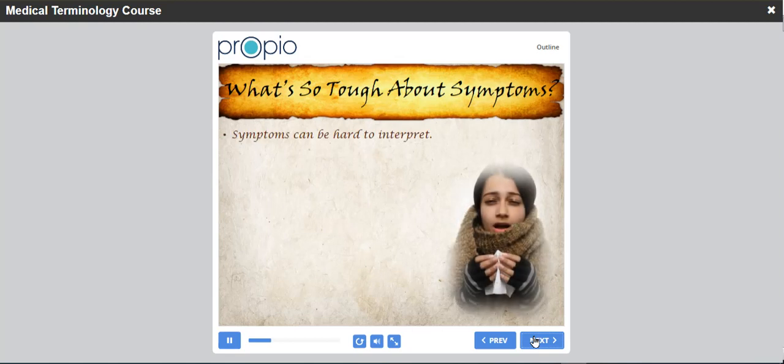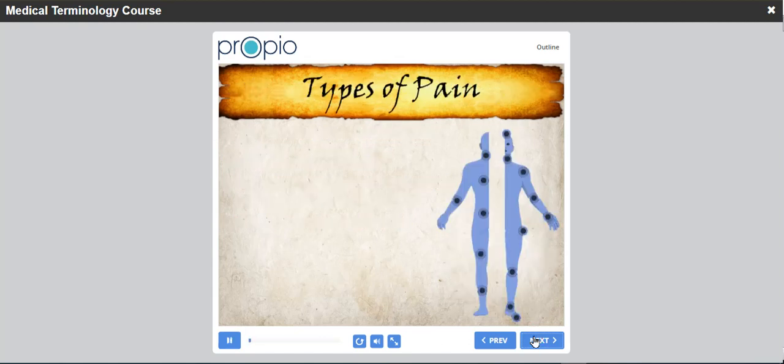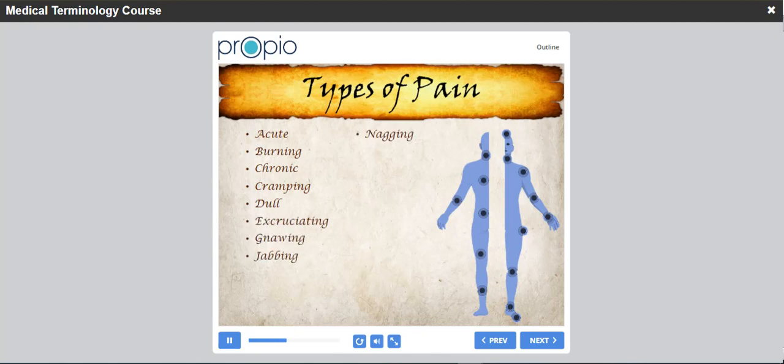Well, symptoms can be hard to interpret, and there are just so many. Using the wrong term of any symptom can lead to the wrong diagnosis. For instance, be careful about terms for pain. Here are the types of pain you need to know: acute, burning, chronic, cramping, dull, excruciating, gnawing, jabbing, nagging, piercing, searing, severe, stabbing, sudden, throbbing, mild.